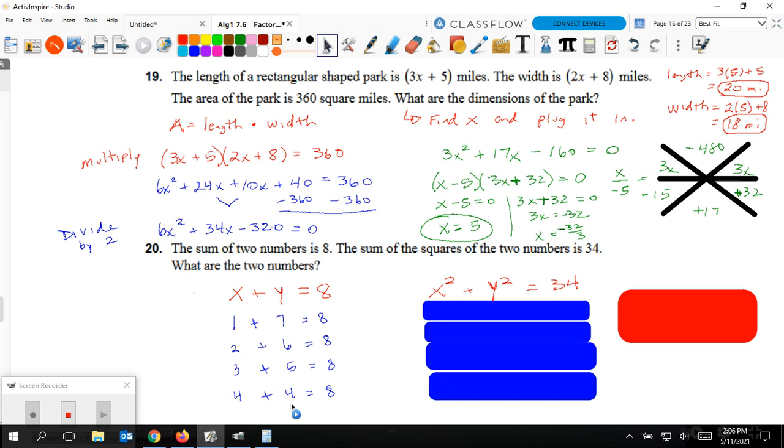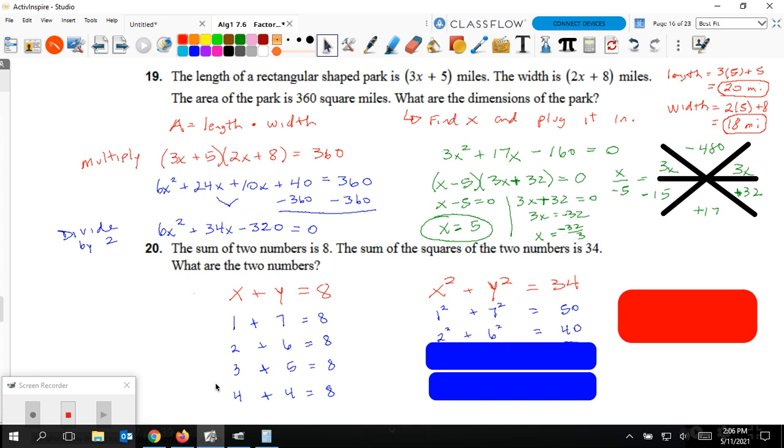So now you could just try, okay, if I square the numbers, which one is going to actually add to give me 34? So if I start with the 1 and the 7 and do 1 squared plus 7 squared, well, that's 1 and that's 49. 1 plus 49 is 50. So that's not it. It's not 1 and 7. 2 and 6. 2 squared is 4. 6 squared is 36. 4 plus 36 is 40. So that's not it either.